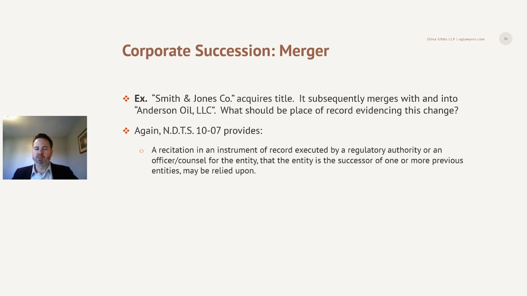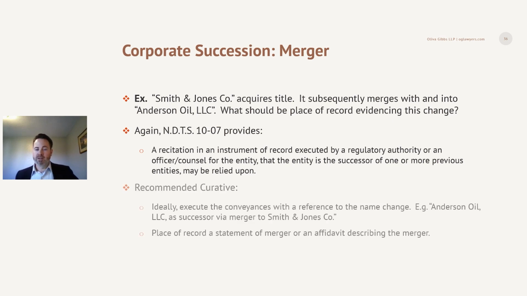It notes that a recitation in an instrument of record executed by an officer or counsel for the entity, explaining that the grantor is the successor of one or more previous entities, may be relied upon. Thus, in this example, ideally, the grantor would be identified as Anderson Oil LLC as successor by merger to Smith & Jones Company. We have that with a clear linkage to the original party, that would be sufficient.